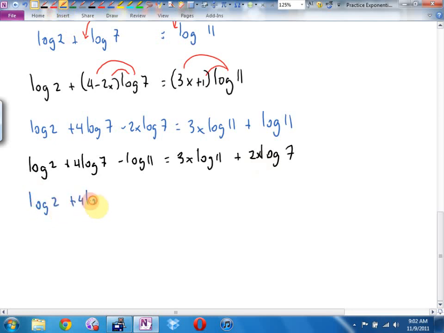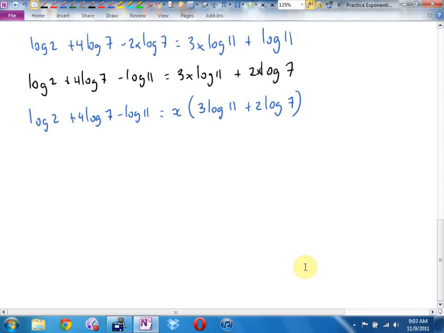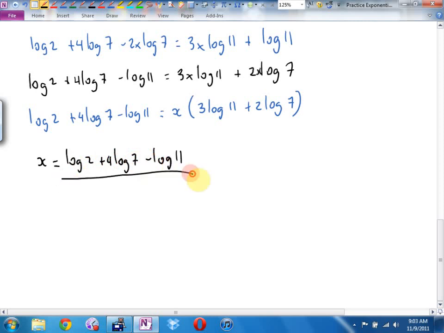So I'm going to factor out an x, and I'll have 3 log 11 plus 2 log 7. Final step to get the x by itself is what? Divide. X is going to be log 2 plus 4 log 7 minus log 11 on top, all divided by 3 log 11 plus 2 log 7 on the bottom.